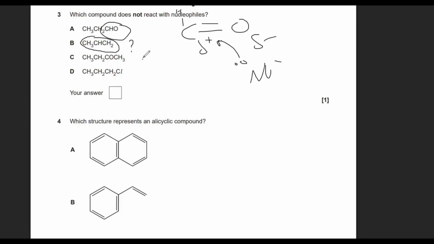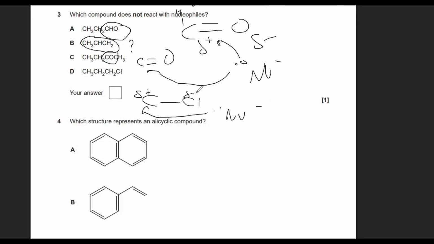If we look at B, I'll put a question mark, stick a pin in that one for the moment. If we look here, we've got another carbonyl bond that looks like some sort of ketone, propanone for C. So that is definitely going to be attacked by a nucleophile. Remember, the nucleophile has a lone pair or negative charge, and it's going to hunt out that delta positive carbon for D as well. So the answer is B.